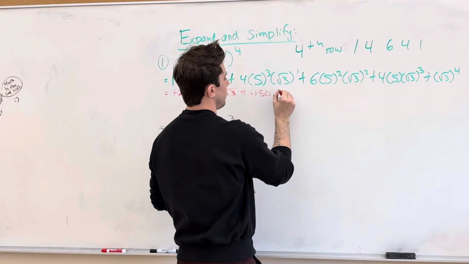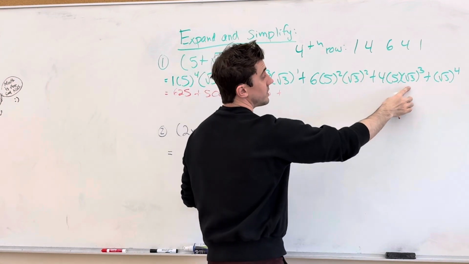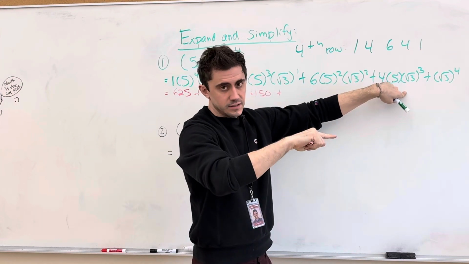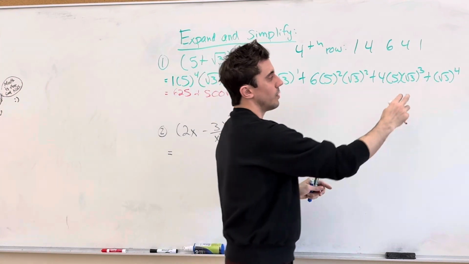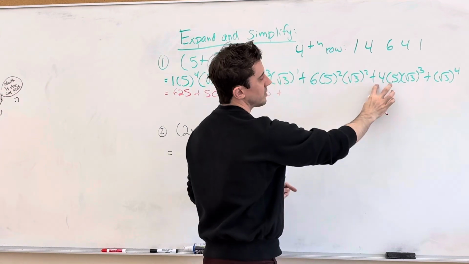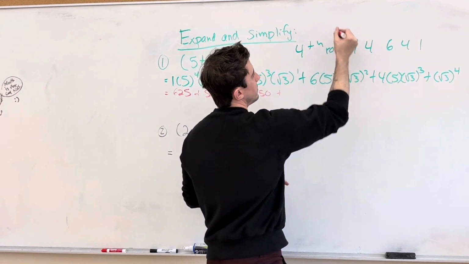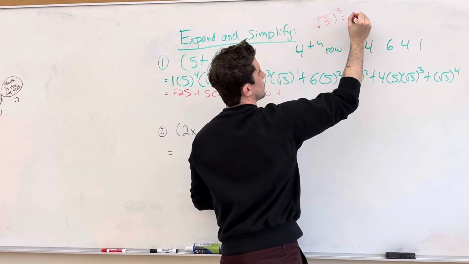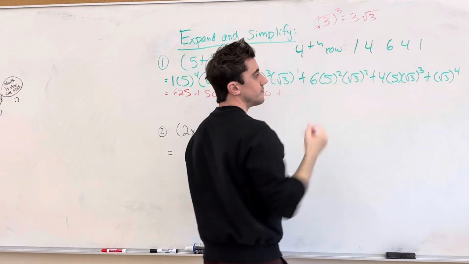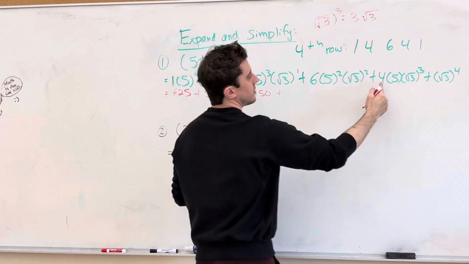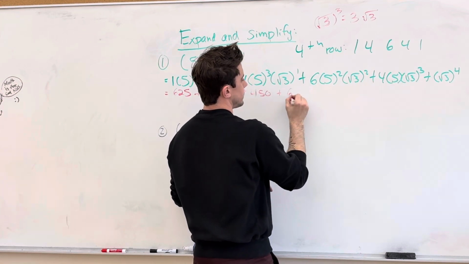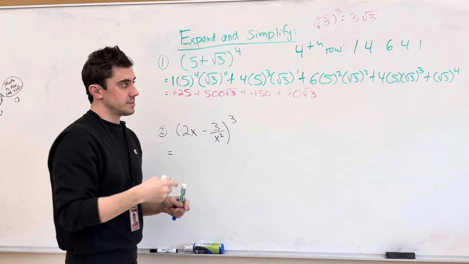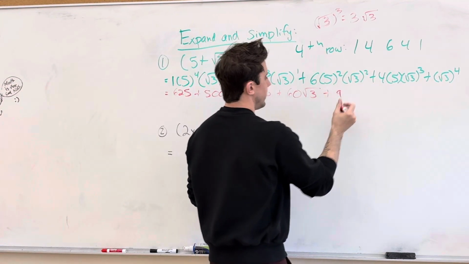For our fourth term, we'll have plus 4 times 5 is 20. Root 3 cubed means root 3 times root 3 times root 3. Root 3 squared is 3, so we get a factor of 3, and then we'll get one more factor of root 3 at the end. And so we'll get 4 times 5 times 3 root 3, right? I'll make a note of that. Root 3 cubed is really 3 root 3, right? And so that means this becomes 20 times 3 root 3, which is 60 root 3. And finally, root 3 to the power 4 means 3 squared, which is plus 9.